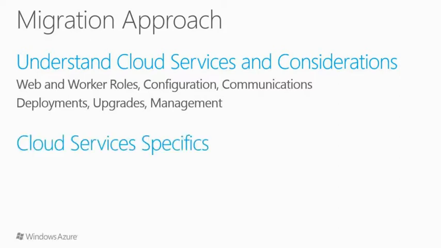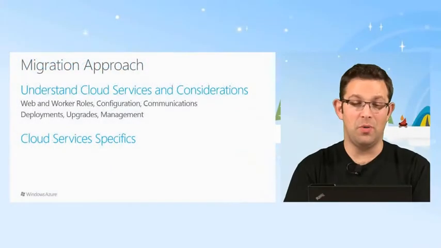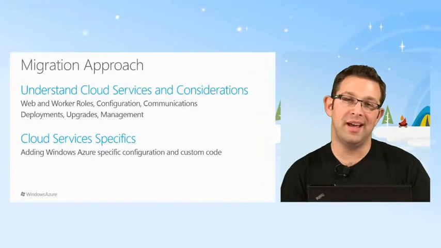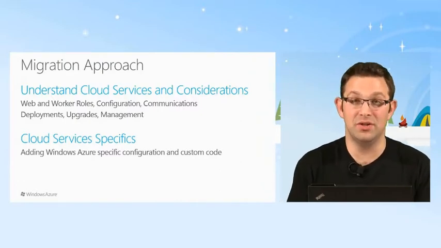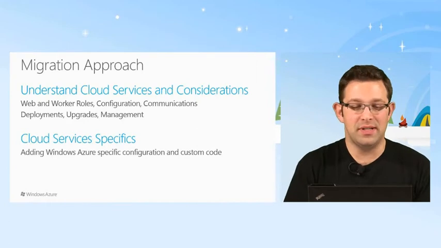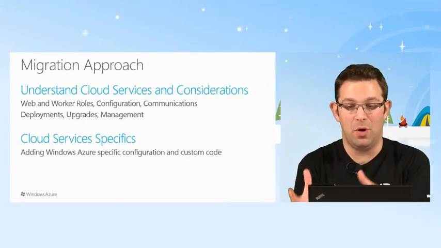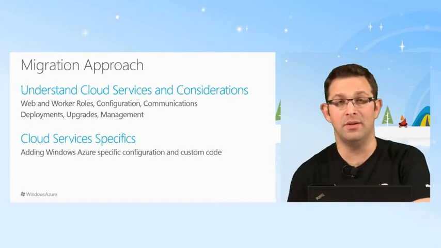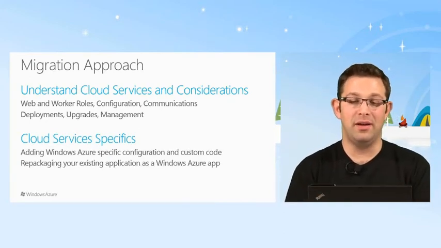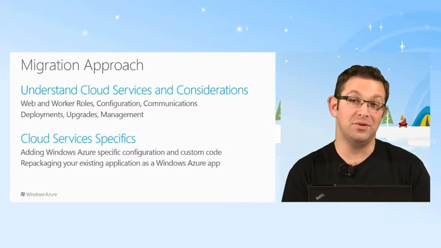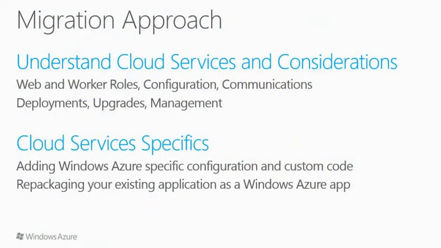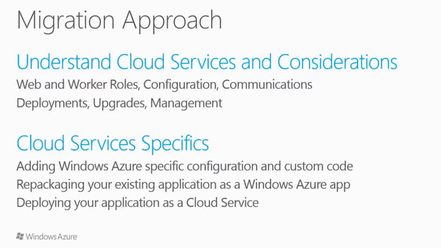So basically, the general approach, once you have all that understanding and make all of those architectural decisions, the rest of it is very simple. You add the Windows Azure specific code and certain custom code if you decide to go that route. You repackage the entire thing as a Windows Azure app. The nice thing is Visual Studio does a great job of helping you do that. Or if you're doing PHP or Java or any other platforms, the SDKs are available to help with that process. Repackage all your code, and deploy your application as a cloud service.